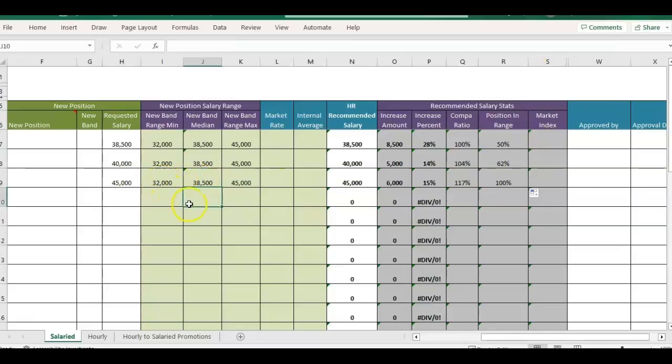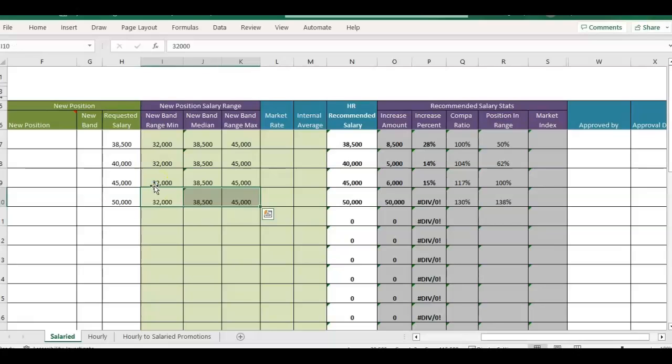But just to go through a few examples to see how this would look. If someone is 40,000, they're getting above the midpoint, closer to the max, they're going to show at 62%. And if I have someone right at 45,000, they're right at the max of the range, they're going to show 100%. So let's keep going and say we have somebody over the max of the range.